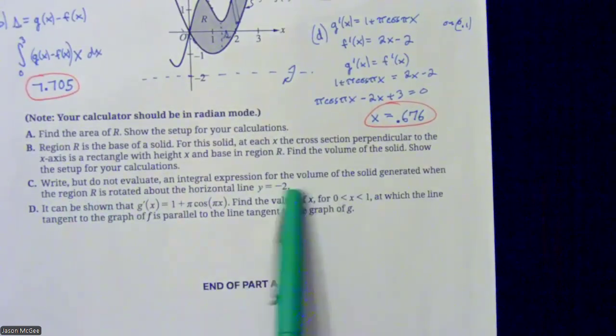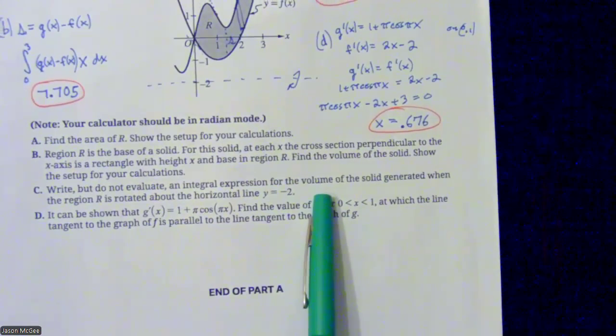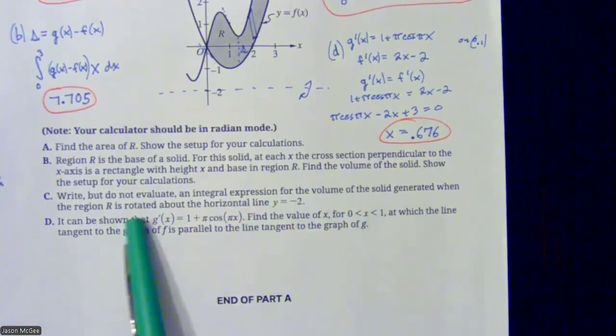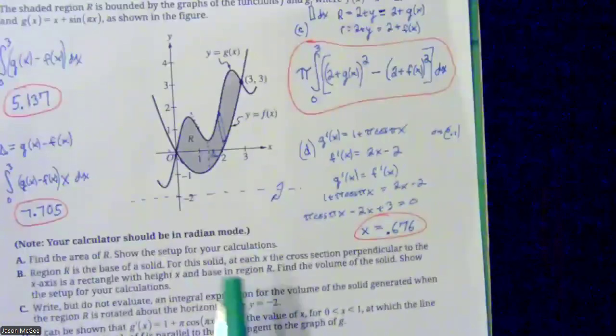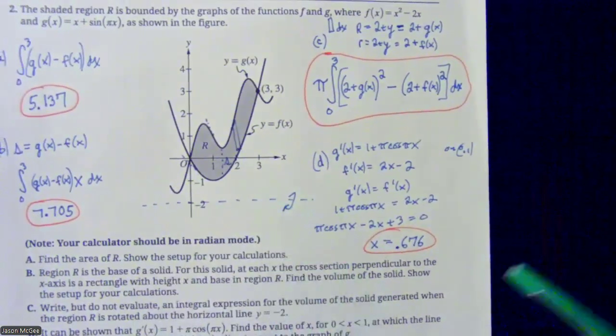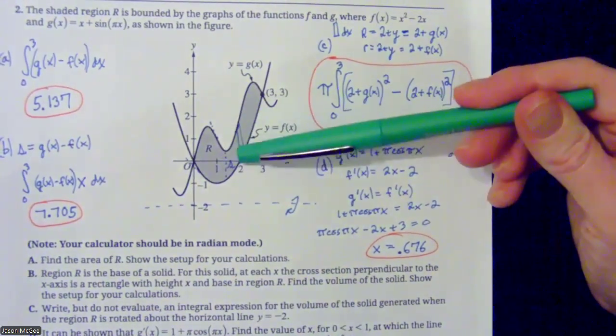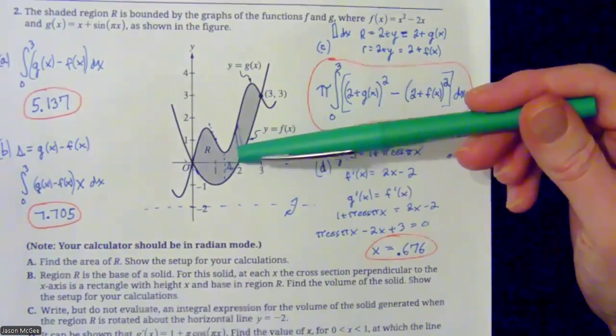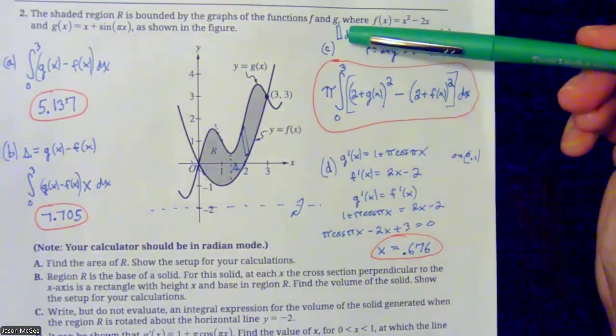All right, so letter C, this is going to be our nice disk method here. We're going to be strong with this. Rotated about y equals -2. I drew my rectangle perpendicular to that axis of revolution. That little part is horizontal, making that a dx problem.